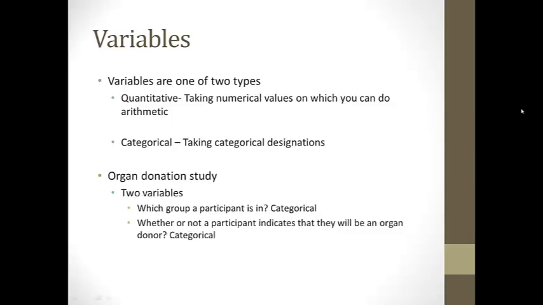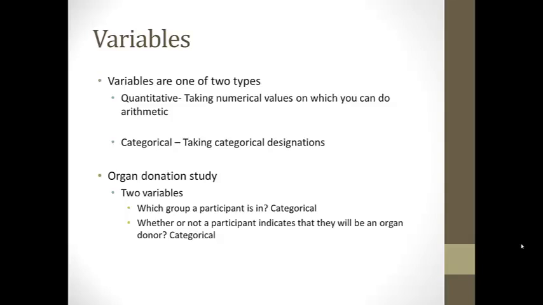Let's look at a couple of examples from the organ donation study. The first example is the variable which group a participant is in. Each participant is either in the opt-in, opt-out, or neutral group. That's a categorical variable because each person is in one of those three groups. The other variable in the organ donation study is also categorical. This variable indicates whether or not a participant has selected to be an organ donor.